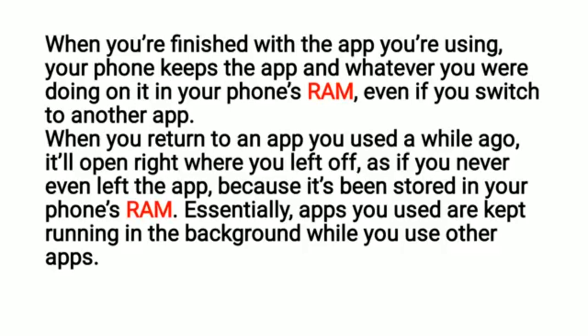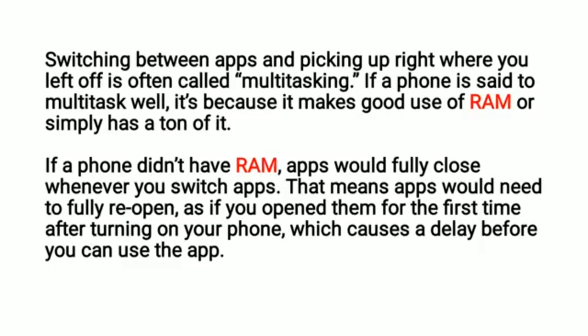Essentially, apps you used are kept running in the background while you use other apps. This is made possible because you have a RAM installed on that particular phone. Switching between apps and picking up right where you left off is called multitasking. If a phone is said to multitask well, it's because it makes good use of RAM or simply has a ton of it. So a phone is able to multitask because of the RAM installed on the phone. You're able to do a lot of things at the same time on your phone. This is because of the RAM installed on the phone.